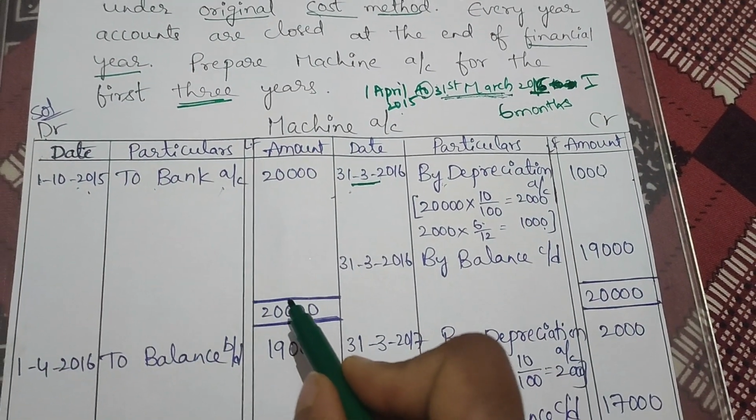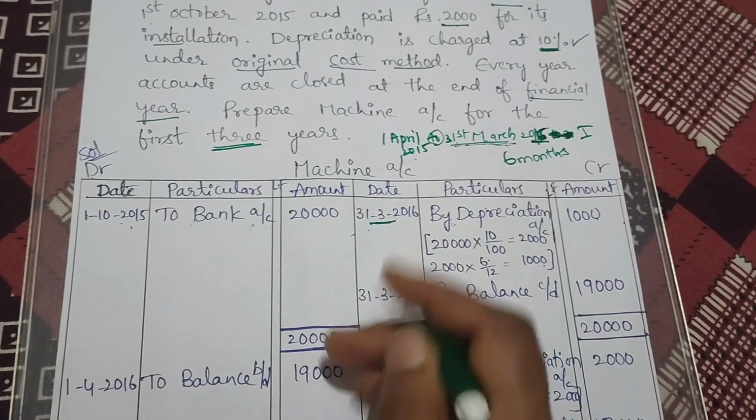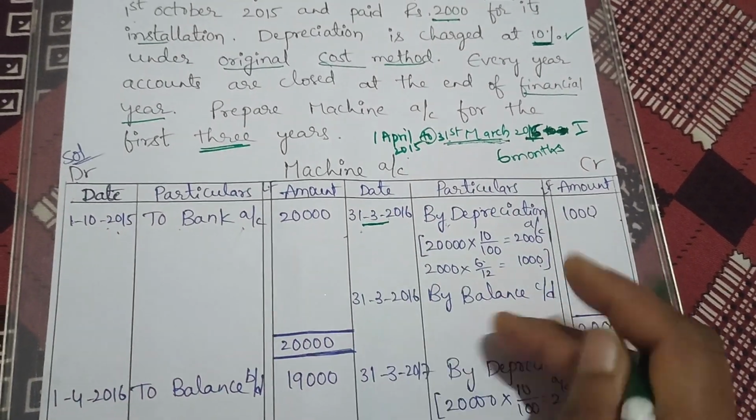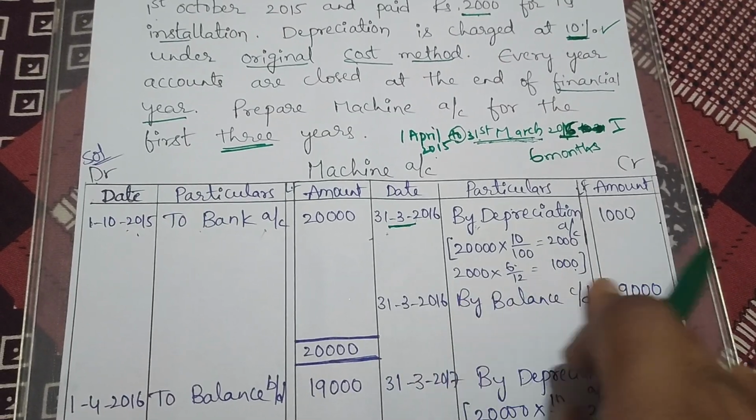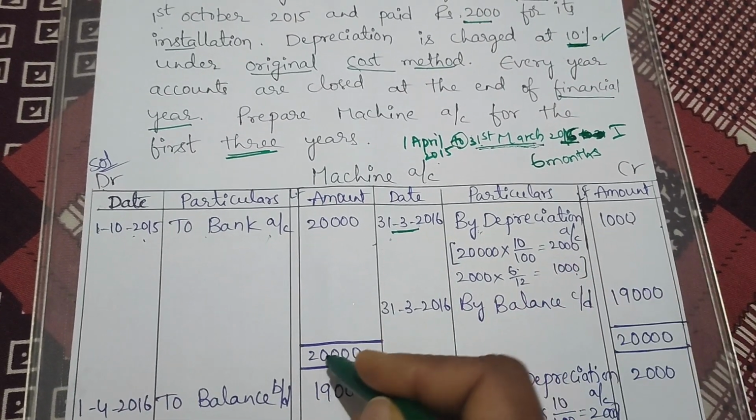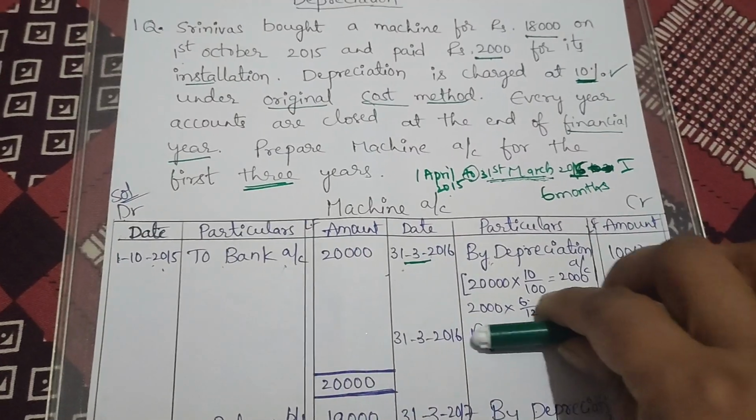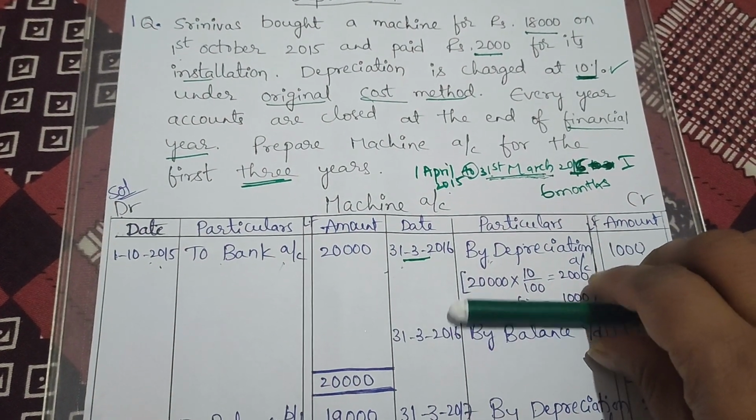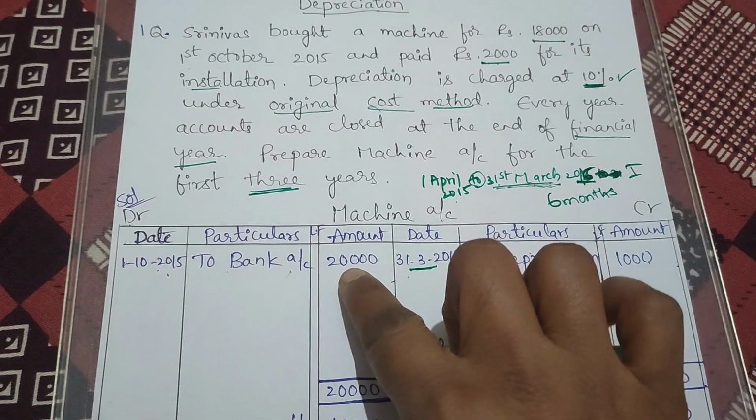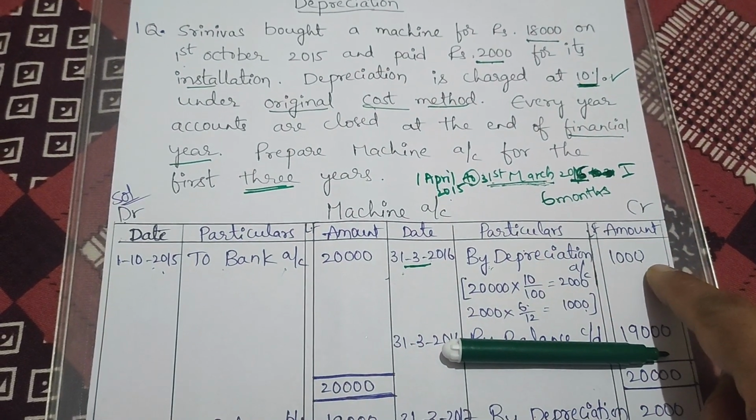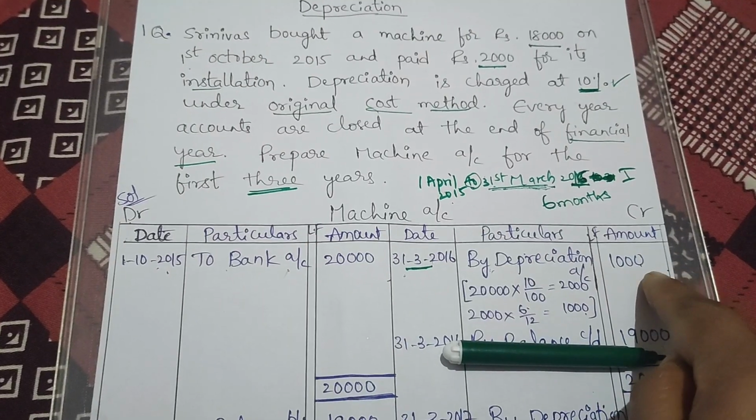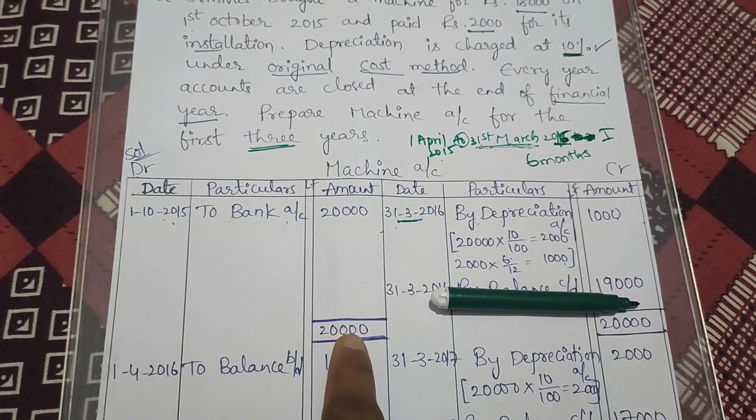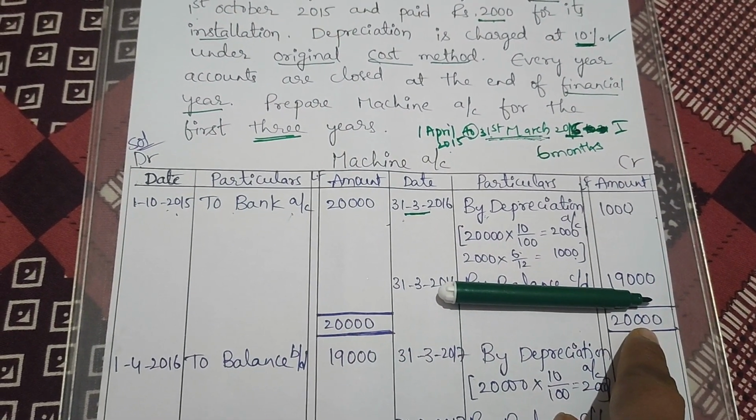Now we have to total and balance the account. How to balance? First, leave some gap. Assume that we did not write this. Do totals. What are the totals? 20,000 and 1000. Since 20,000 is more than 1000, on both sides you should write only the more amount.